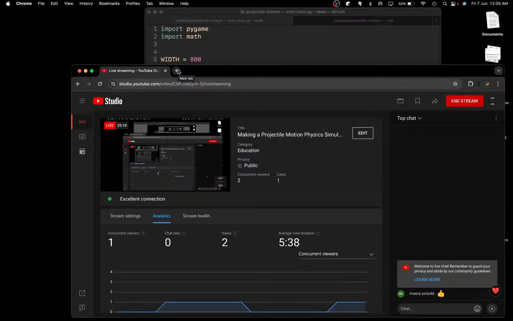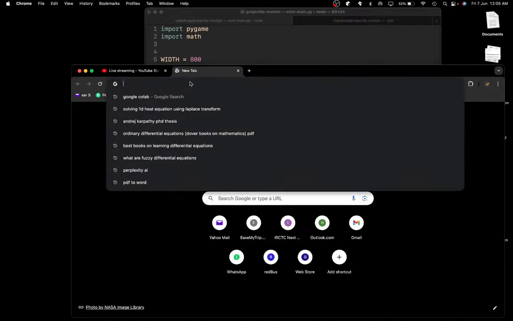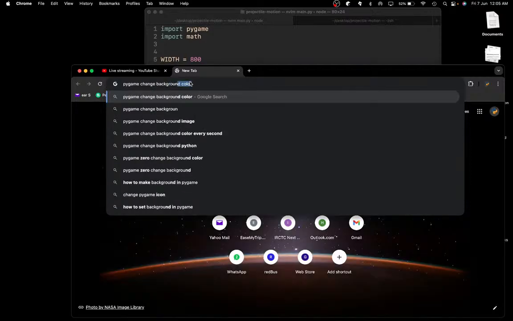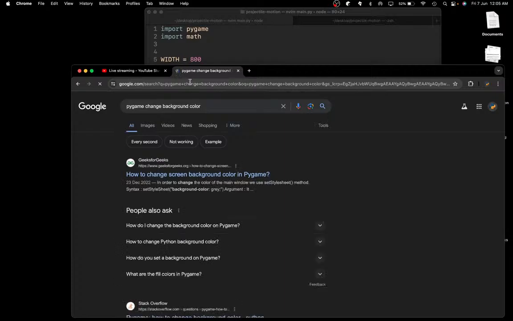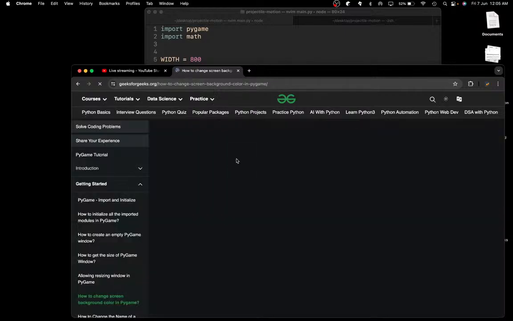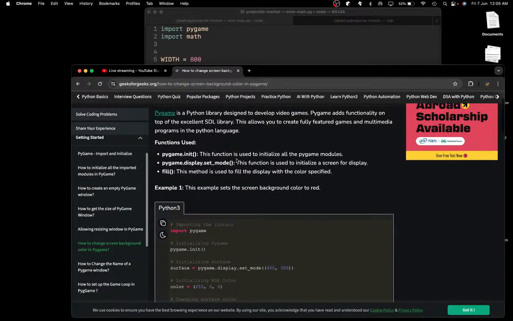Okay, so we can search for it. Pygame change background color. I think it was screen.fill. I'm like 99% sure. And I also had to do a pygame.display.update. I forgot that. Bro, I've forgotten a lot of pygame.